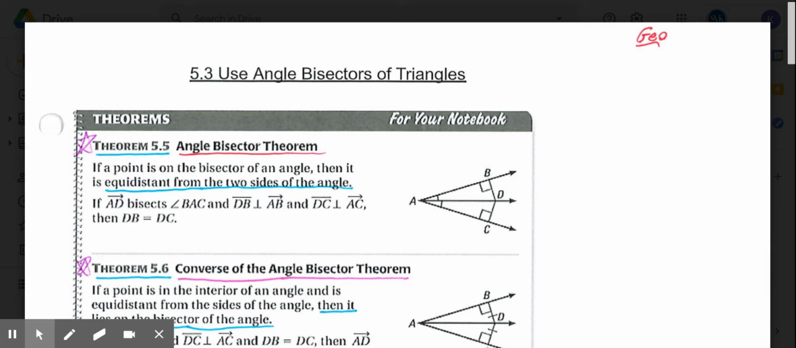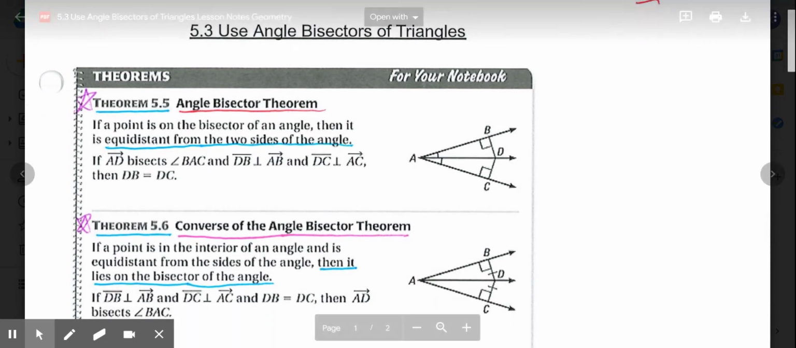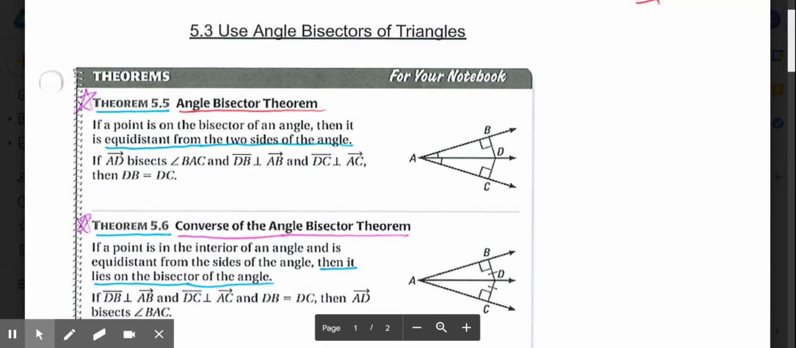So an angle bisector is a line or a ray or a segment that cuts an angle into two equal parts. So making sense of that then, we have two theorems, 5.5 and 5.6. 5.5 is known as the angle bisector theorem, and it states if a point is on the bisector of an angle, then it is equidistant from the sides of the angle.